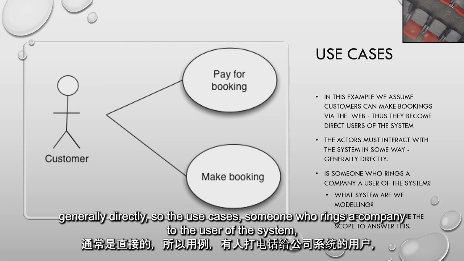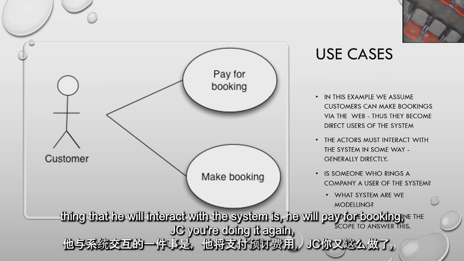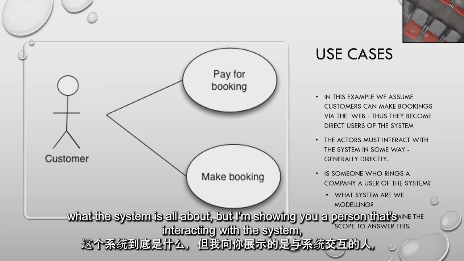So the use cases, someone who rings a company to be a user of the system, what system are we modeling? You need to determine the scope. So a customer, the common thing that he will interact with the system is he will pay for booking. He'll pay for booking, right? And he will make booking. Right? Let's forget about what the system is all about. But I'm showing you a person that's interacting with the system.